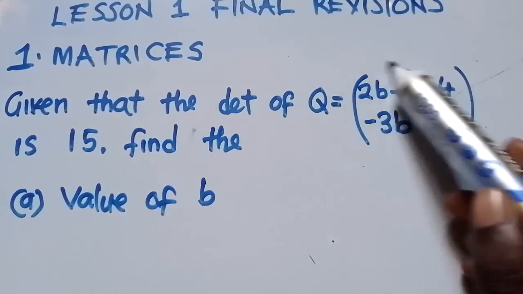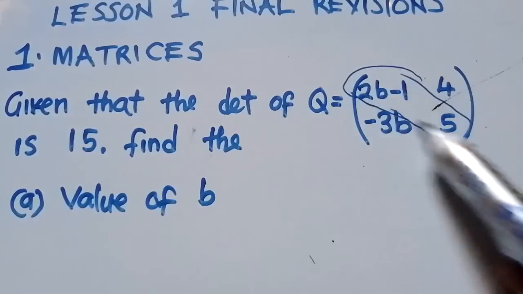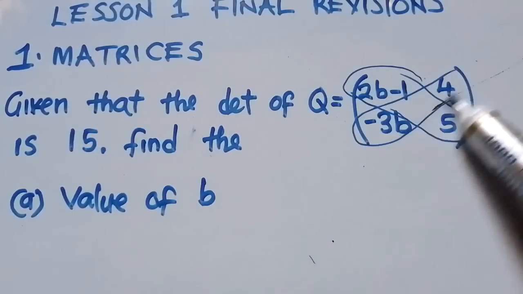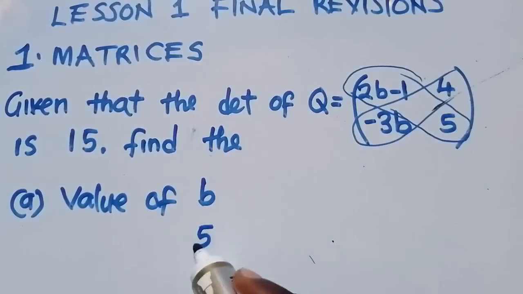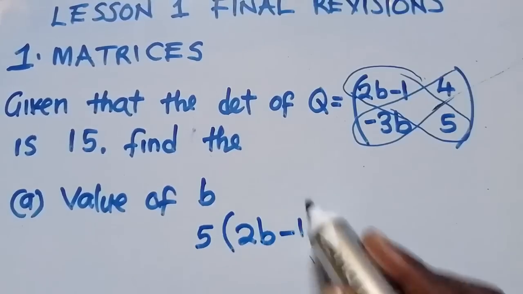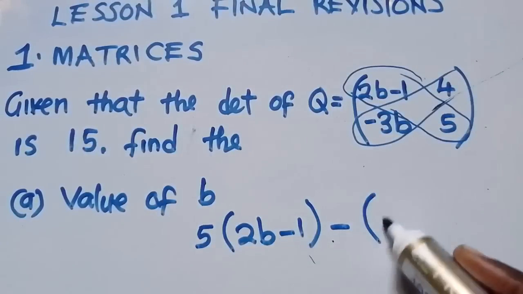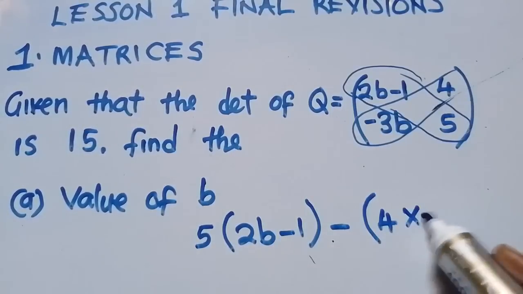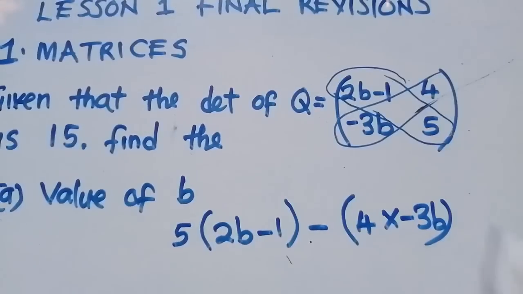Then you know that this one here is the major diagonal. Then that one is the minor diagonal. So what you're going to do is that the 5, you put it outside. Then you say multiply by 2b minus 1. Then you know that here it is minus, open bracket, 4 times negative 3b, which is equal to the determinant. What's the determinant? 15.